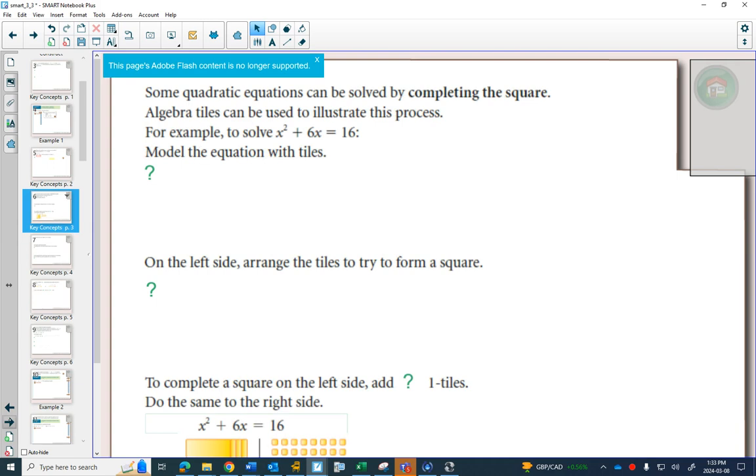But sometimes you have something squared, right? You have something squared, but you have another x in the question. You have an x squared plus 6x equals 16.